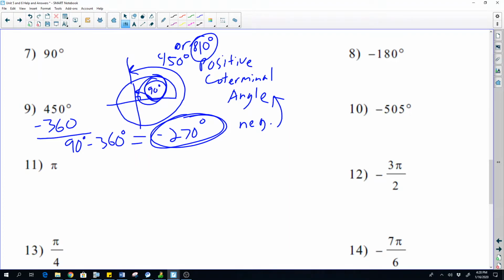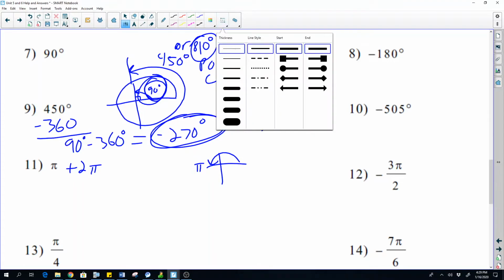Now when you're dealing with radians, you have to add 2 pi. That's going a full circle, right? Because we're saying here's pi radians, and we want to go that same spot but go around once. So let's try a different color.